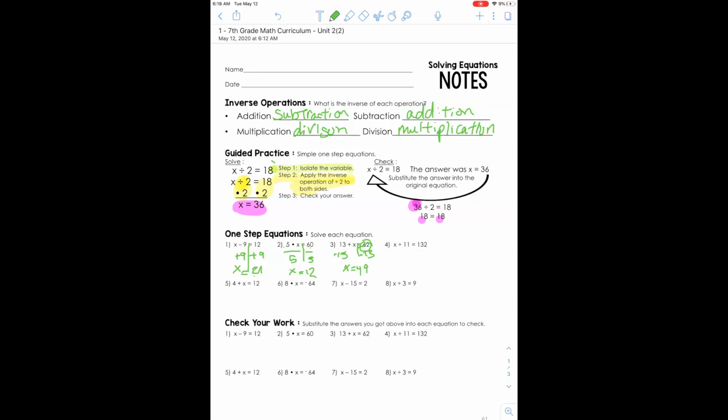For number 4, the opposite of division is multiplication. So we multiply each side by 11. And so we get x equals, we take 132 times 11. We get 1,452.